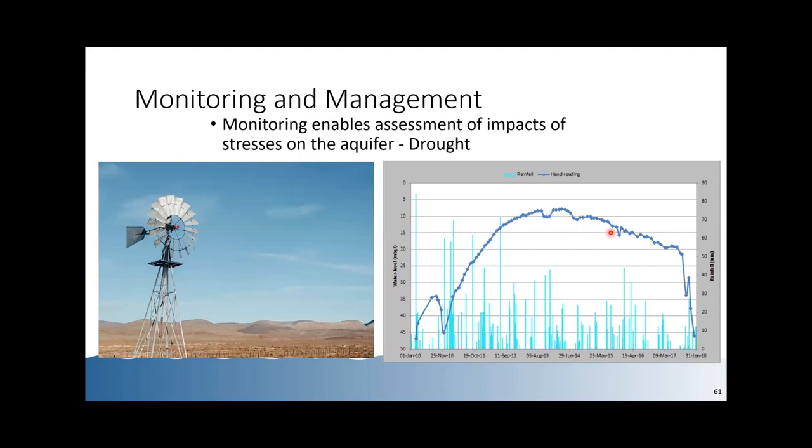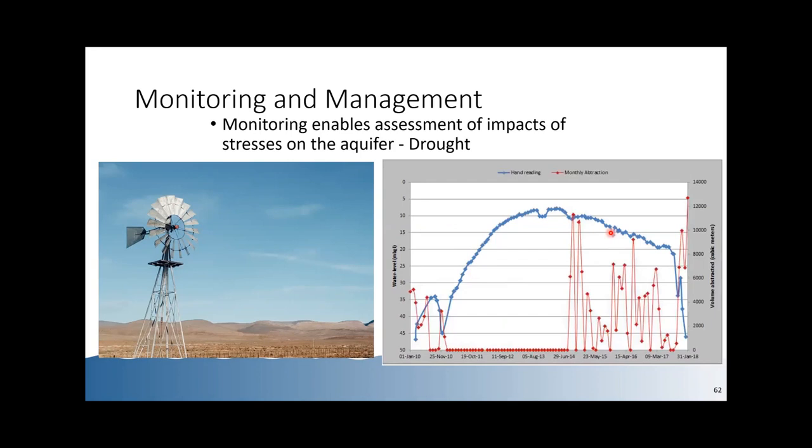But by watching the water level, we're able to assess the impact of drought. And we don't just want to watch our water levels along with rainfall, we also want to see how they respond to our abstraction. So in this case, we plot the abstraction from this borehole. We'll see that it only really kicked in when the drought started in the central Karoo, and how the water levels have then responded to the abstraction from this borehole during this drought period.